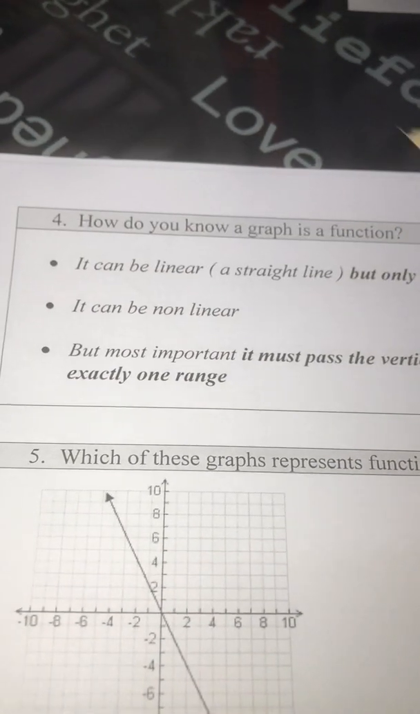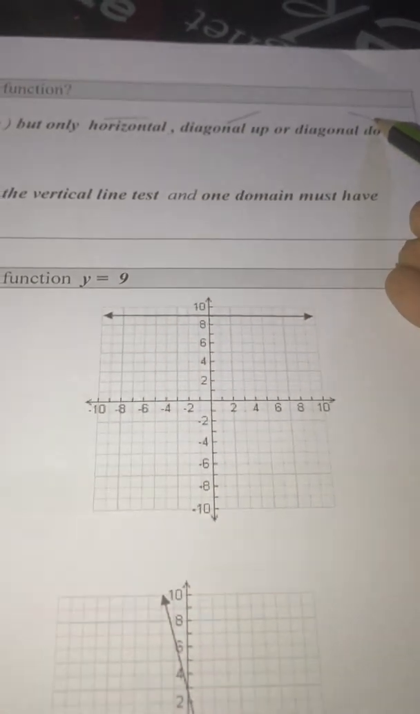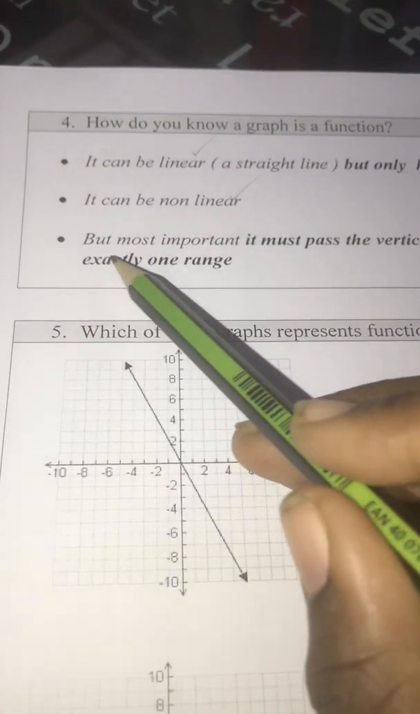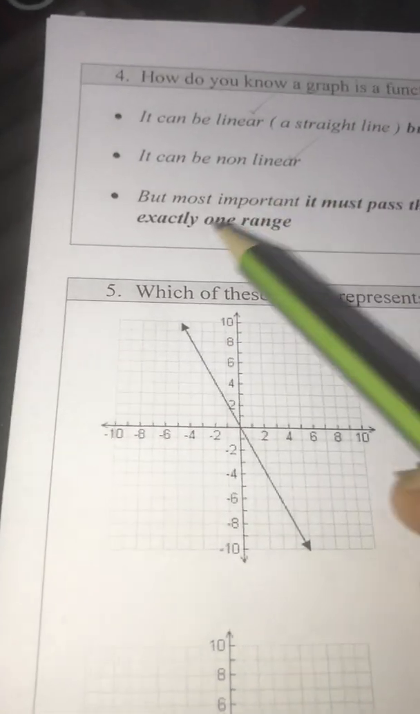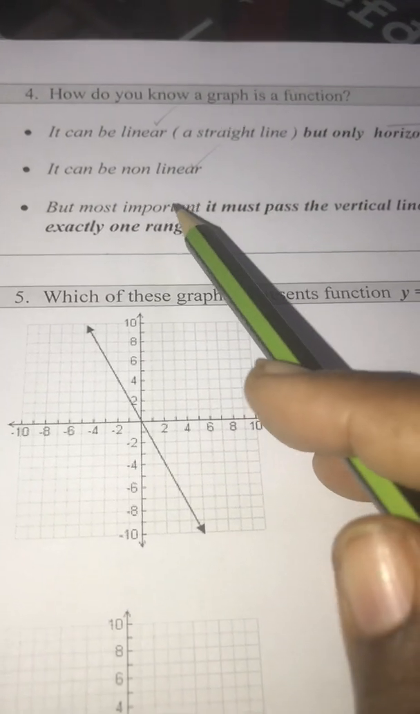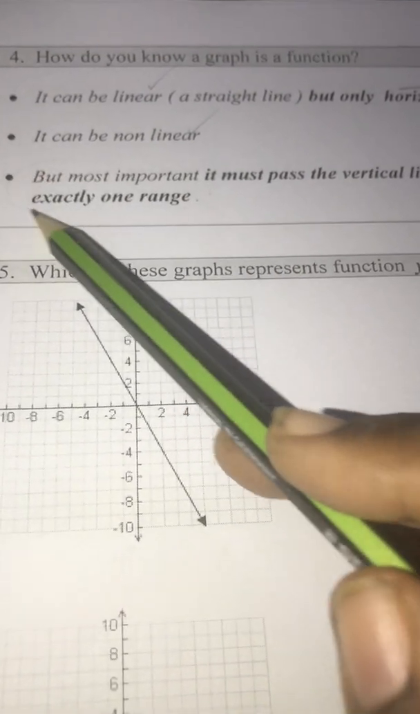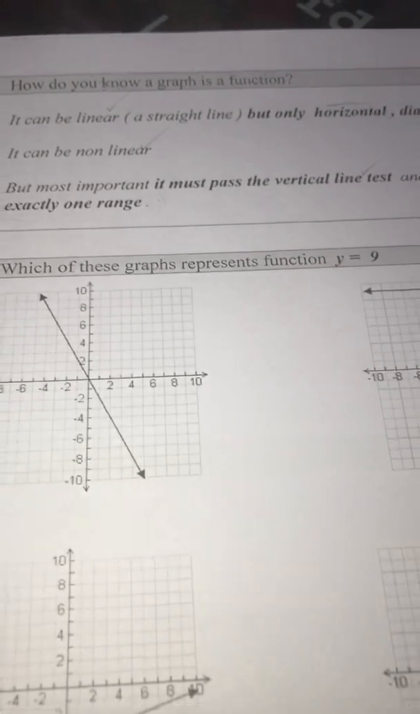How do you know a graph is a function? It can be linear or nonlinear. When it is linear, it has to be horizontal, diagonal up, or diagonal down. But most important, it must pass the vertical line test, and one domain must have exactly one range. So this is what tells you if it is a function.